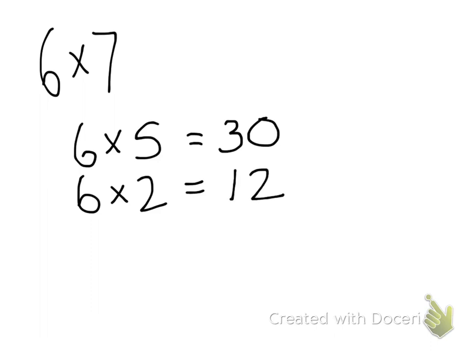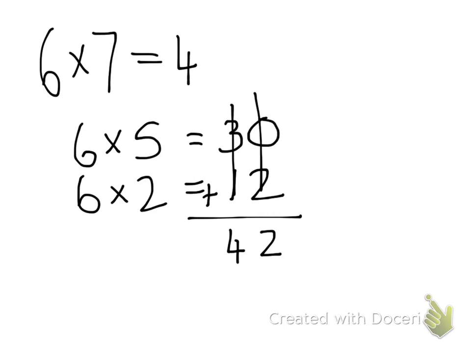Now, I have to join them together because 5 and 2 together makes 7, so I have to join the answers together to work out my final answer. I could use a lot of strategies here. I'm going to use standard working form in this case. 0 plus 2 is 2, and 3 plus 1 is 4. So the answer to 6 times 7 is 42. And I used my known facts of 6 times 5 and 6 times 2 because they were really easy times tables. Let's try another one.